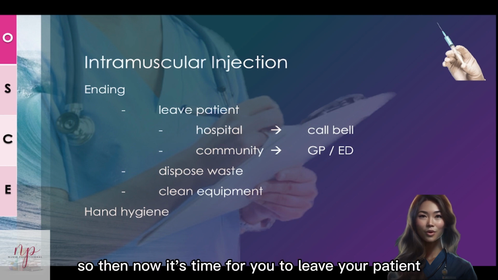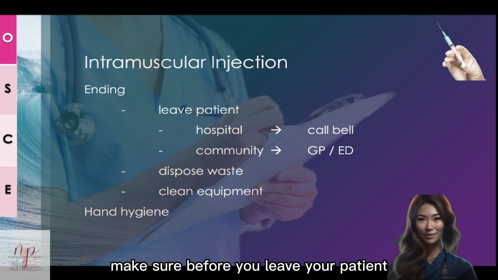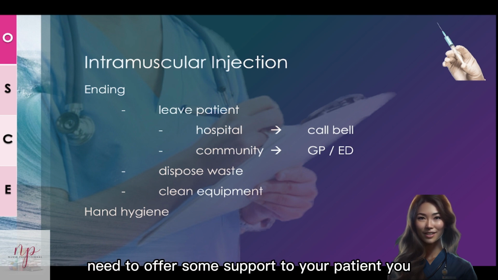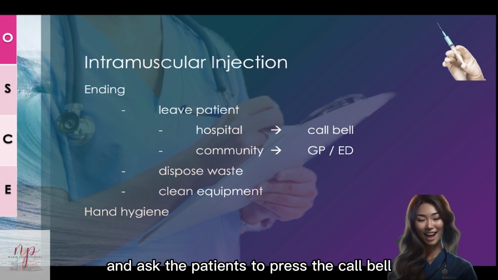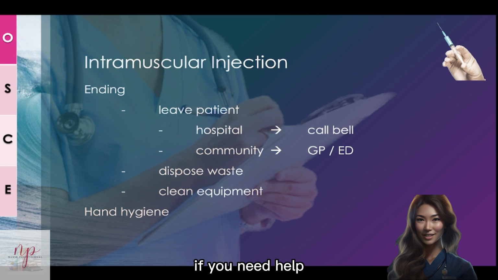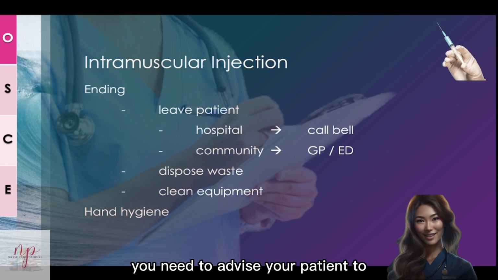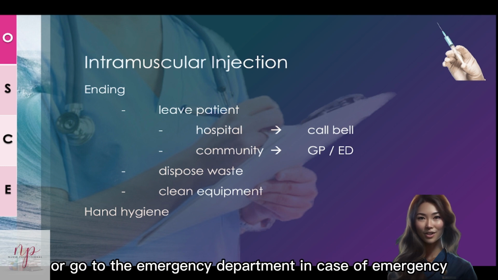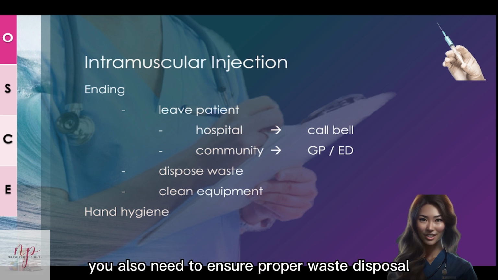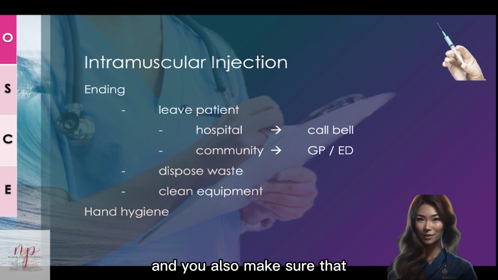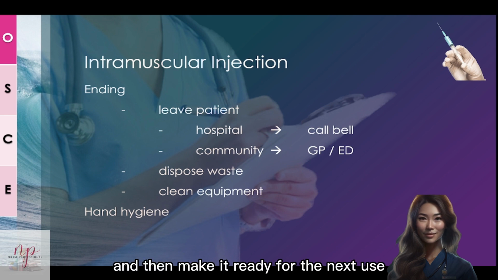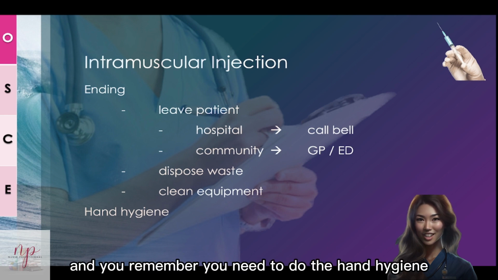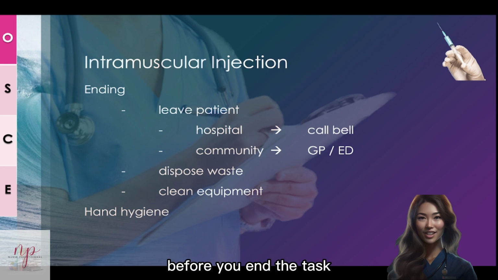So now it's time for you to leave your patient. Before you leave your patients, you need to offer some support. You need to give the call bell to the patient and ask the patient to press the call bell if they need help. And also, if you are in the community, you need to advise your patients to seek help from the GP or go to the emergency department in case of emergency. You also need to ensure proper waste disposal, and make sure that you clean the equipment with alcohol wipes and make it ready for the next use. And remember, you need to do the hand hygiene before you end the task.